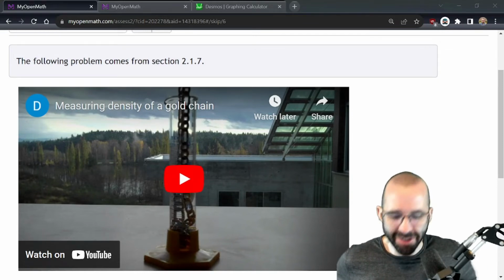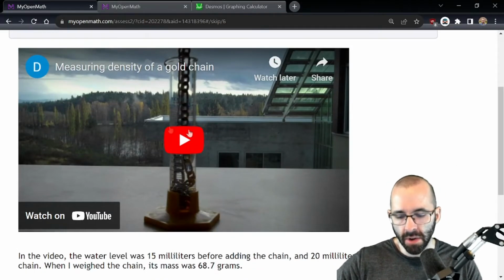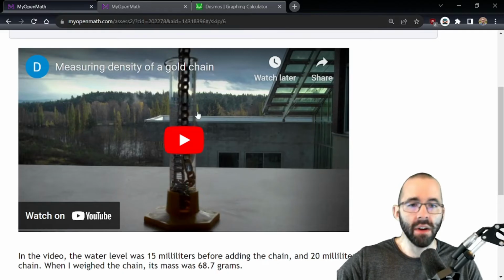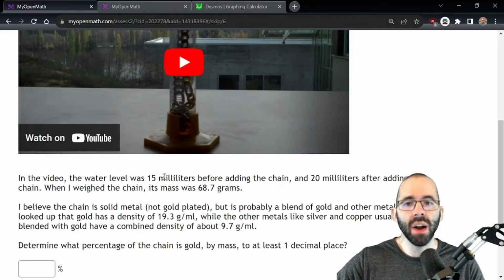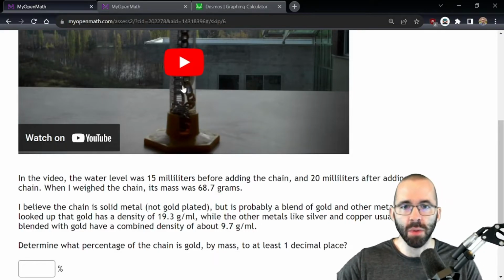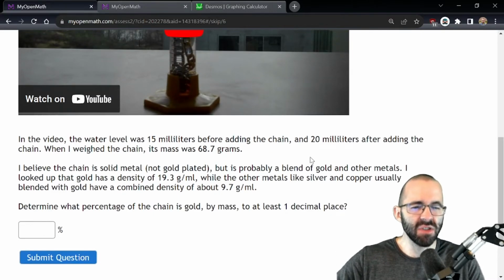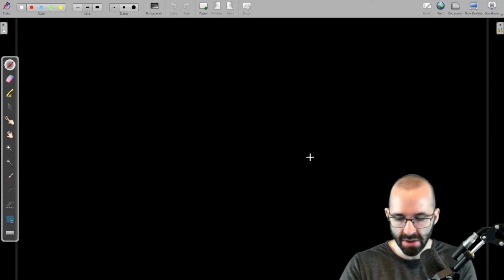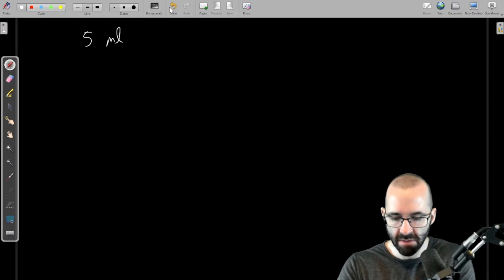All right, let's do some interesting problems. So I'm imagining this one will probably cause some connection. You can watch this video, and essentially he uses water to measure the volume of a gold chain. If the water level was 15 milliliters before putting the chain in and 20 milliliters after, then we can assume there's 5 milliliters of volume to this gold chain. So let's go ahead and write that down. 5 milliliters is the gold chain.